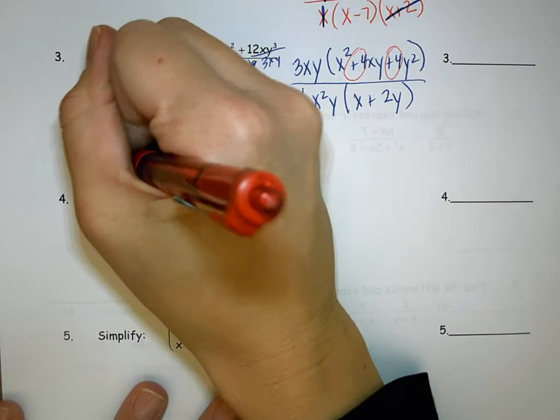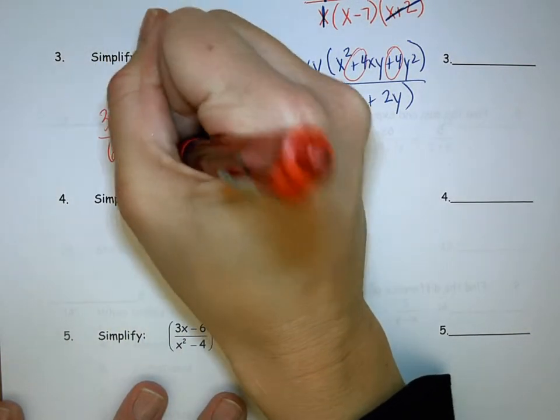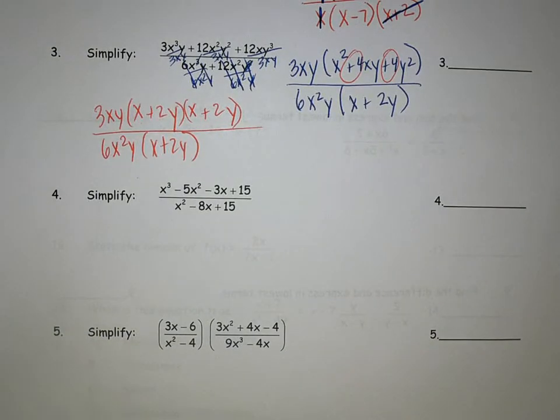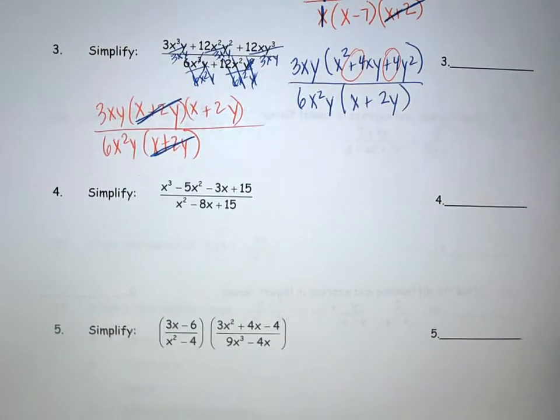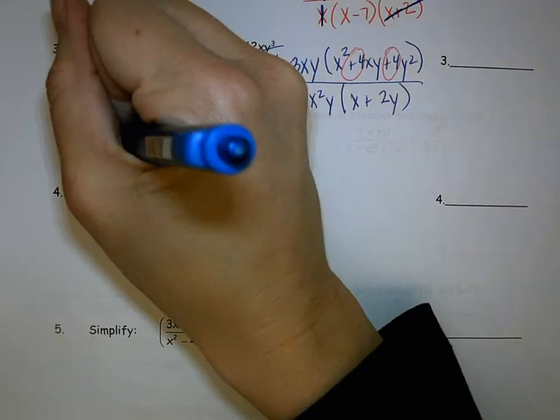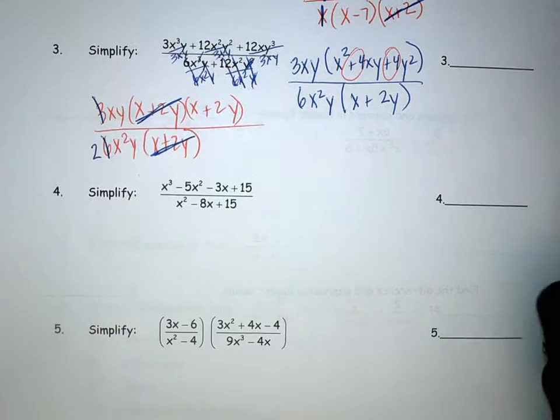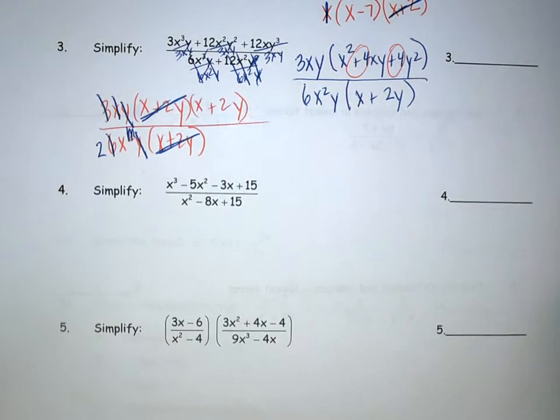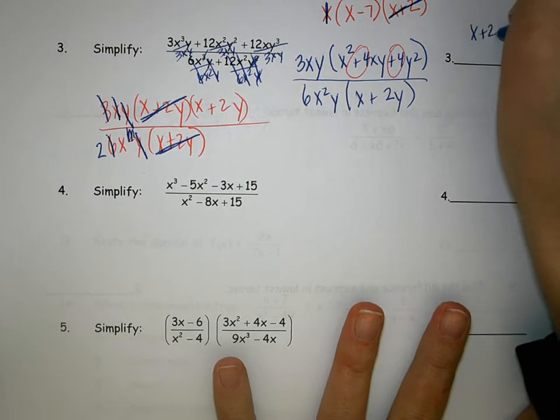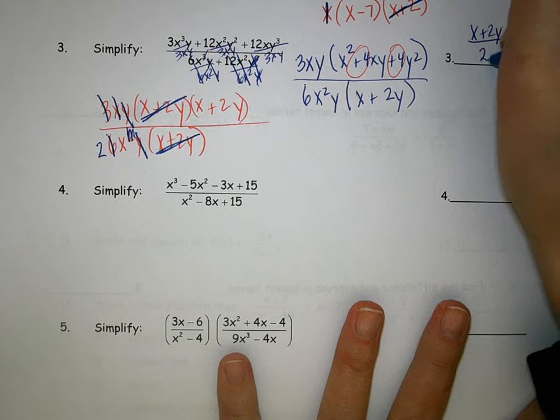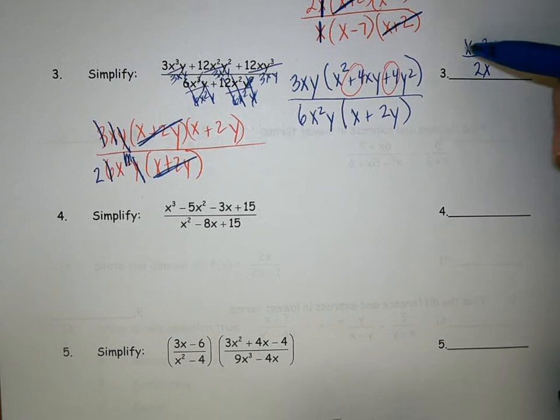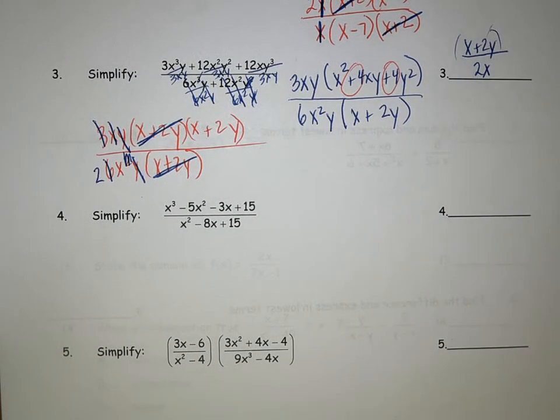Over, and then I still have 6x squared y and x plus 2y. So do we notice anything that cancels? 1 (x plus 2y). And then 3 cancels and 3 goes into 6 2 times. This x cancels with one of those x's, and the y's cancel. So on the top I have x plus 2y, and the denominator I have 2x. Can I cancel out this 2 and this 2? No, because remember, anything that's adding or subtracting, that whole thing is stuck together like glue, and you can't cancel anything with it unless it's exactly the same.